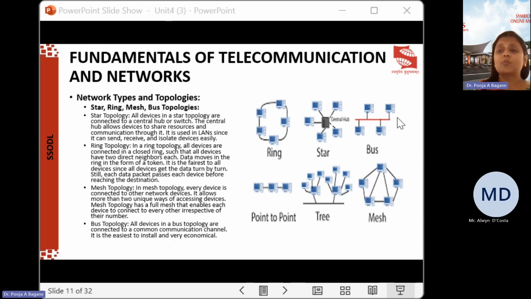Then there is the bus topology. All devices in a bus topology are connected to a common communication channel. That is the third one, the last one in the first row of diagrams. There is a common communication channel. It is the easiest to install as well as very economical. Also, there is point-to-point, and a tree-like structure is also there. So these are some types of network topologies.